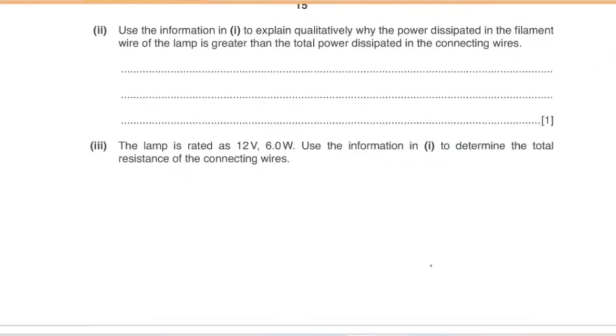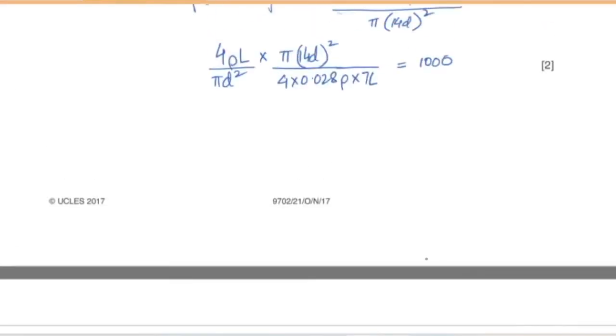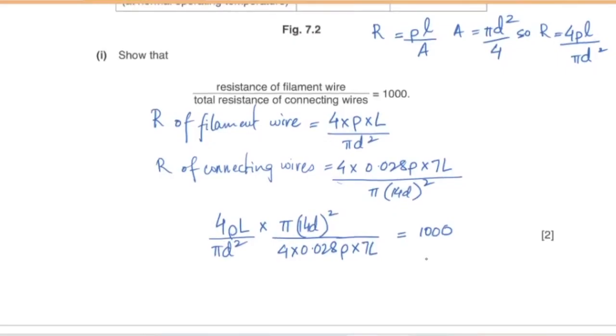Part 2, use the information in part 1 to explain qualitatively why the power dissipated in the filament wire of the lamp is greater than the total power dissipated in the connecting wires. So power dissipation is equal to I squared R. The ratio of the resistance of the filament wire to the resistance of the connecting wires is 1000 to 1. So for every 1 ohm of resistance of the connecting wires, there are 1000 ohms of resistance of the filament wire. So the resistance of the filament wire is much higher than that of the connecting wires, hence its dissipated power is also greater, but the current stays the same.